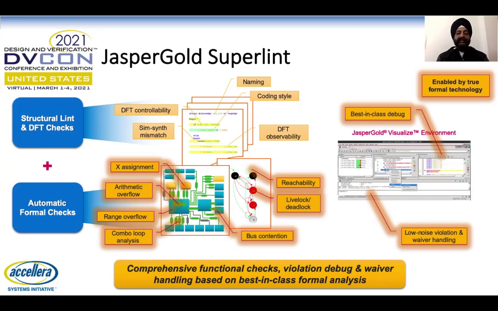So to summarize, the JasperGold Superlint gives a rich set of checks which range from structural lint and DFT to including a rich set of autoformal checks which really help you to comprehensively sign off your RTL. And all this is coupled with key productivity features which are enabled by the best-in-class debug platform based on JasperGold. And that is what enables you to really accelerate your sign-off and sign off your RTL with much more confidence.